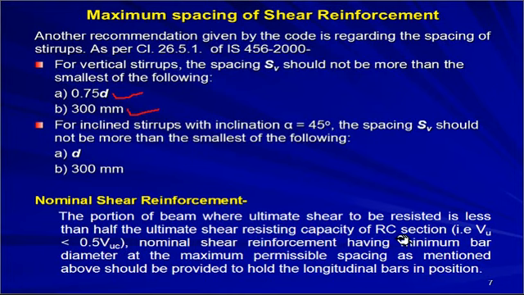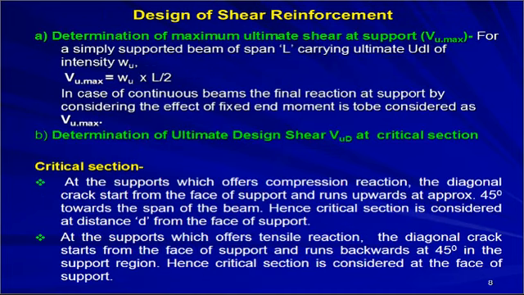So, when the portion of the beam where ultimate shear to be resisted is less than half the ultimate shear capacity of RC section, that is VU less than 0.5 VUC, then it is necessary to provide nominal shear reinforcement. In this nominal shear reinforcement, we can provide a minimum bar diameter and maximum permissible spacing given by these two equations.